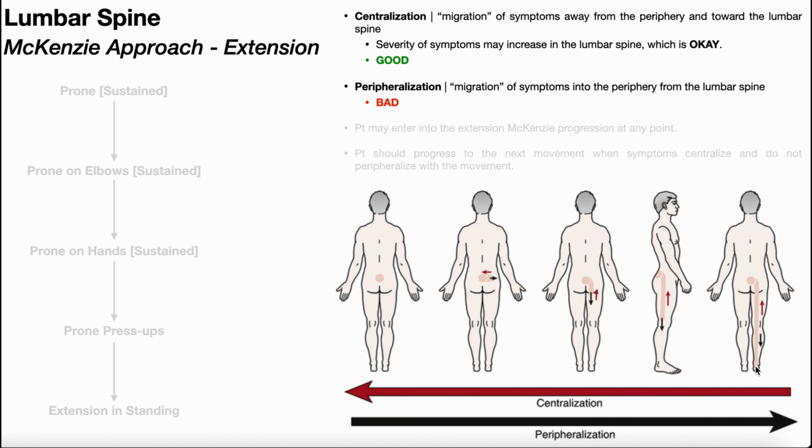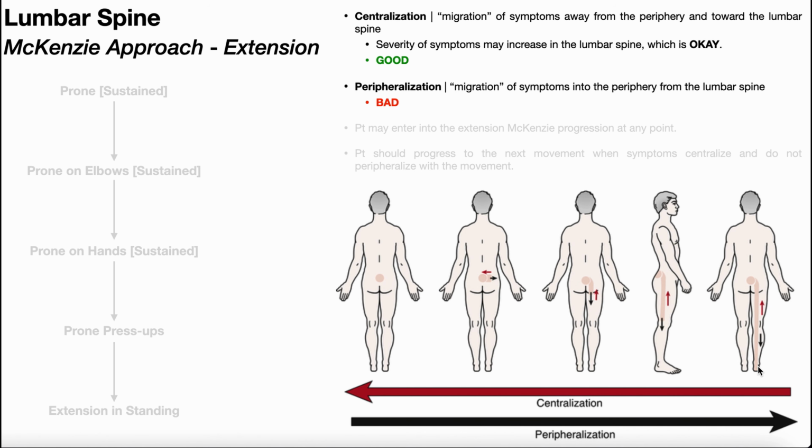If the symptoms were to peripheralize, it would be a migration, so to speak, of the symptoms into the periphery from the lumbar spine. So maybe the symptoms start out just in the low back, like you see on the left. But with certain movements, as we go to the right, the symptoms peripheralize more and more. At this point, they're just into the patient's buttock, but now they're going down to the knee and ultimately down to the foot. Movements that peripheralize are ones that we do not want to use. Peripheralization is bad.